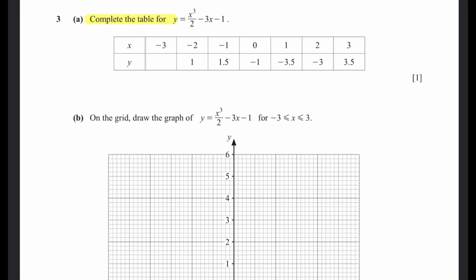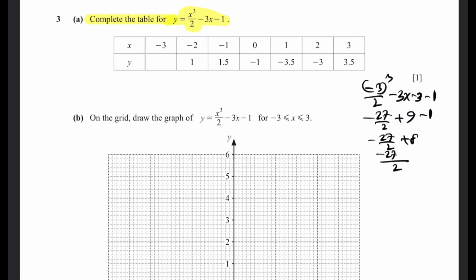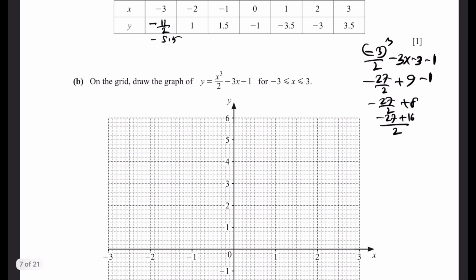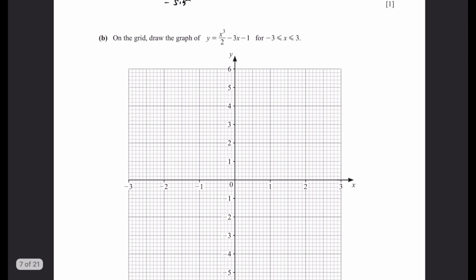Complete the table for y equals x cubed by 2 minus 3x minus 1. For x equals minus 3: minus 3 cubed by 2 minus 3 times minus 3 minus 1. So this is minus 27 by 2 plus 9 minus 1, minus 27 by 2 plus 8, that is minus 27 plus 16 over 2, or minus 5.5. So for minus 3 it is minus 5.5.